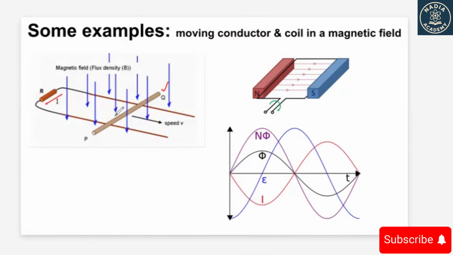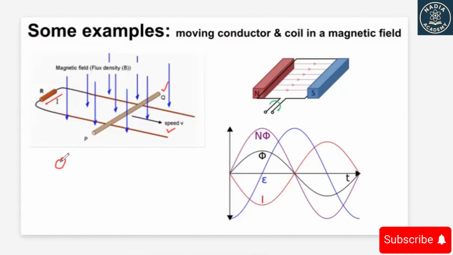When we move our conductor PQ towards, for example, the right direction, you will see that the flux linkage is changing as a function of time. But you can raise a question here: if our magnetic flux density is uniform, as it is in this case, then the flux passing through is in fact not changing. Then what is really changing?